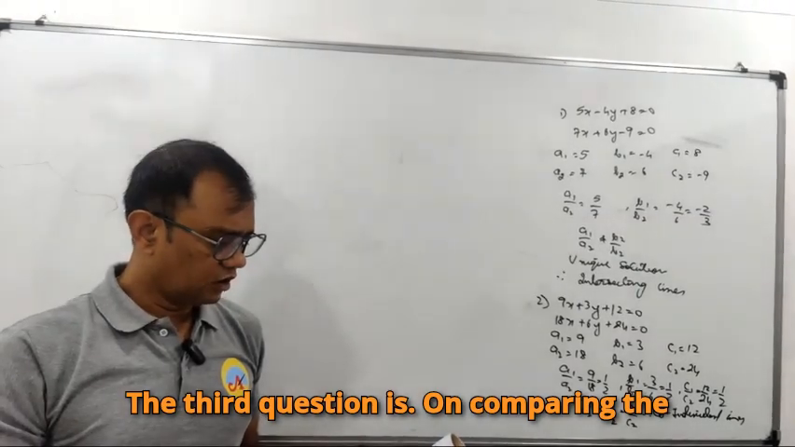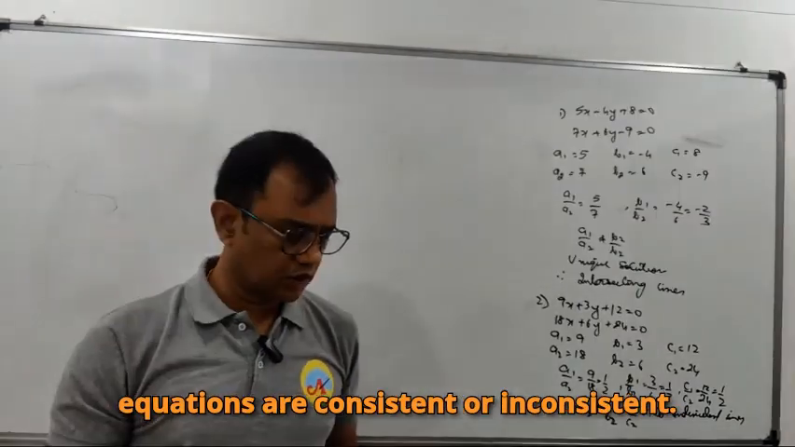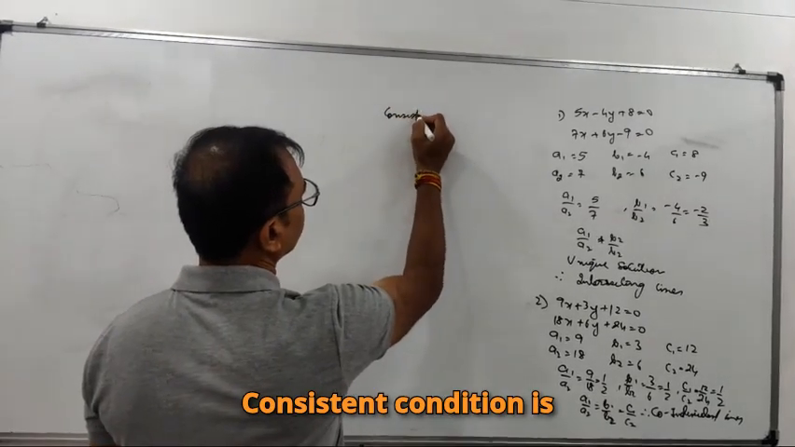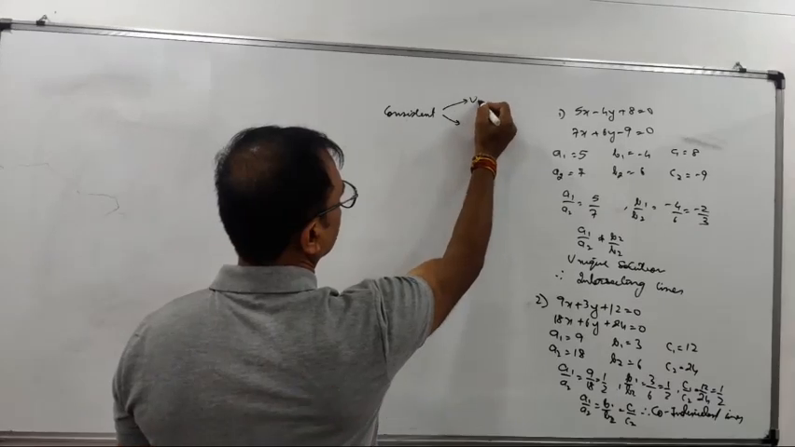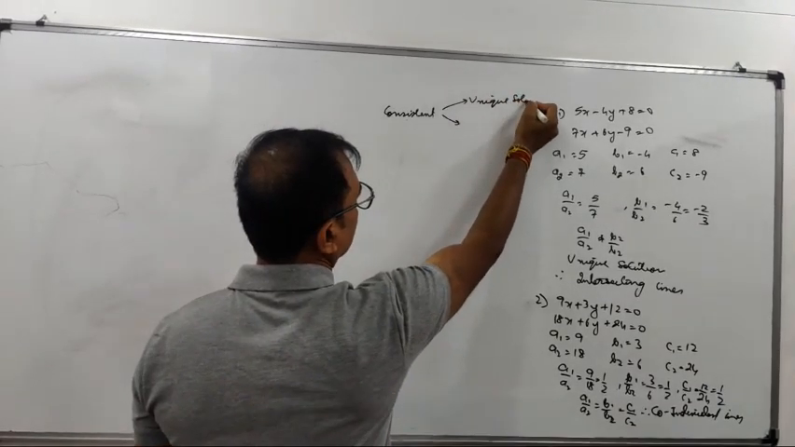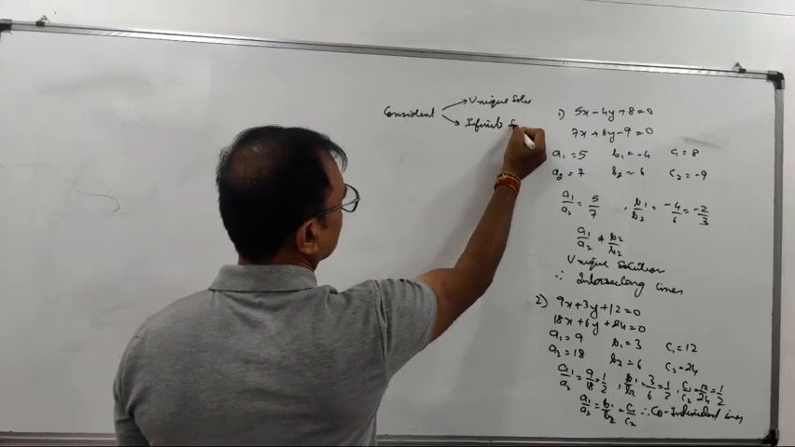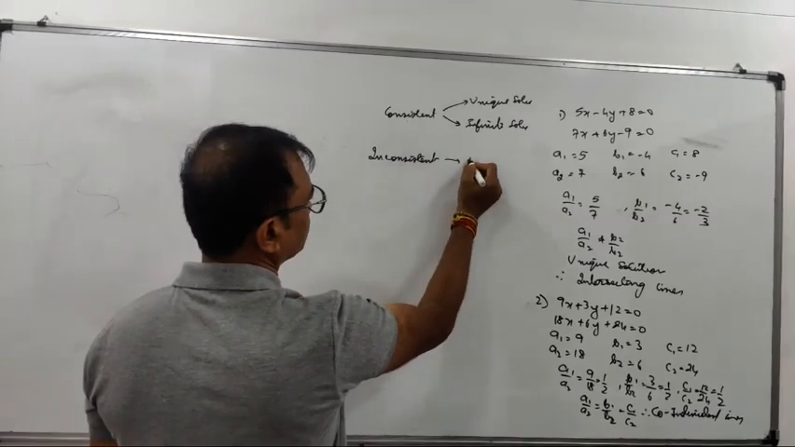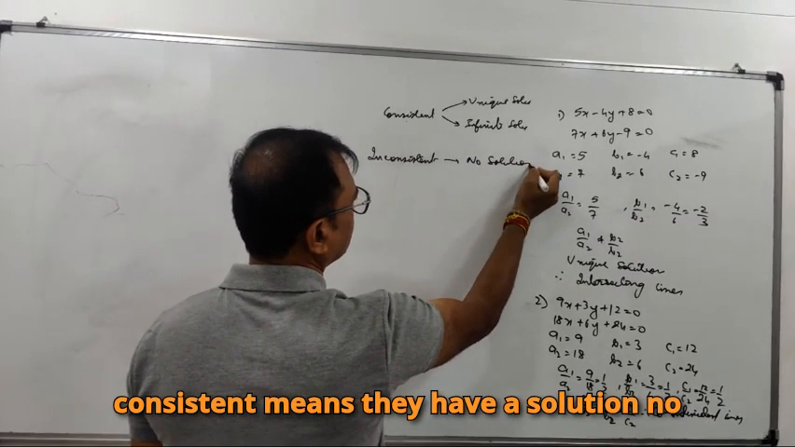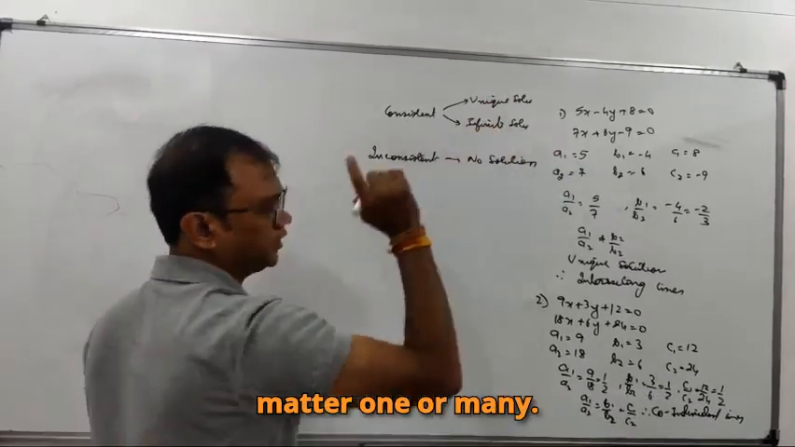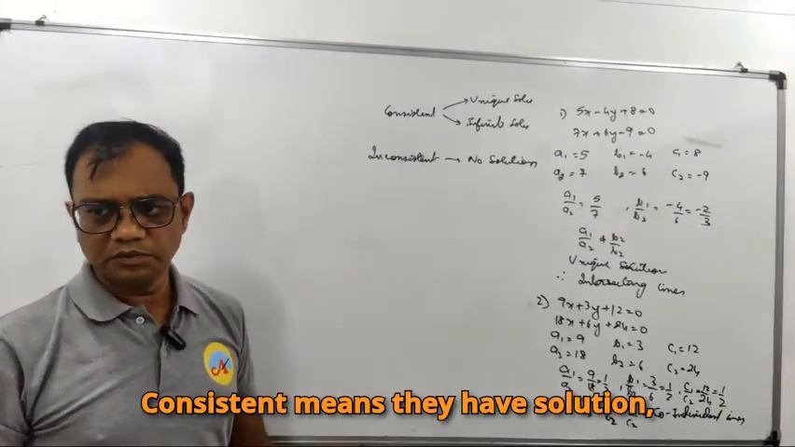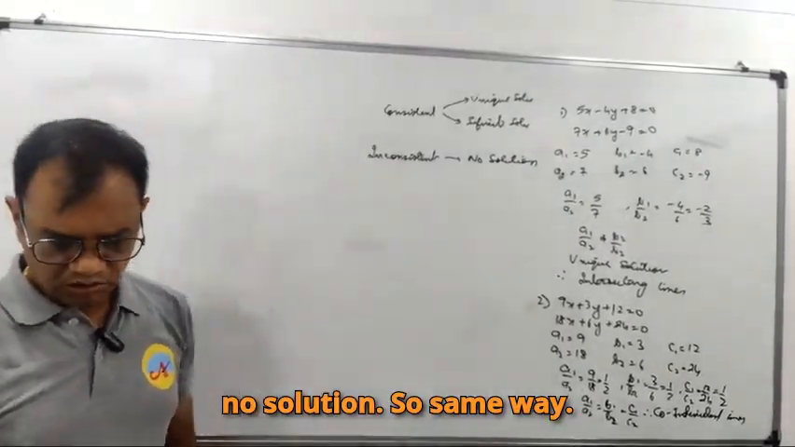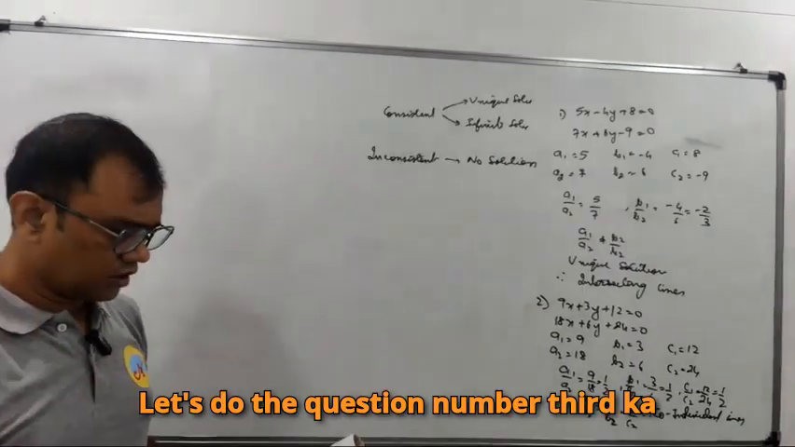The third question is, on comparing the ratios, you have to find out whether the equations are consistent or inconsistent. Consistent condition is when you have either a unique solution or infinitely many solutions. And inconsistent is no solution. Because consistent means they have a solution, no matter one or many. Inconsistent means no solution. So in the same way, let's do question number three.